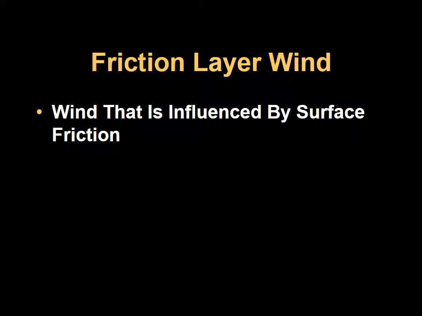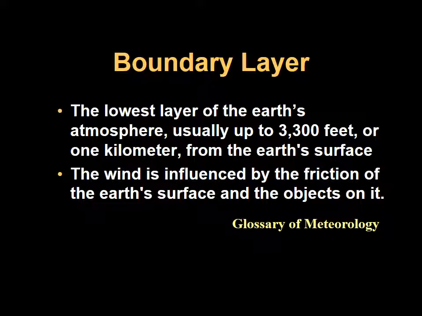So the friction layer wind is any wind that's influenced by friction from the surface. And we got to define the layers of the atmosphere, the lowest layers of the atmosphere, and there's one that's very close to the ground that goes up, well, about 3,000 or so feet. It's called the boundary layer. And the boundary layer, of course, is the lowest layer of the Earth's atmosphere. It goes up to about 3,000 feet from the Earth's surface. And this is where the wind is most influenced by friction from the Earth's surface and anything else that's sticking up above the Earth's surface.